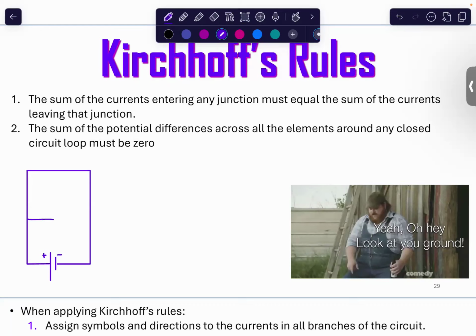Let's say we have a split here. So we have a junction. This starts out as current 1 leaving the battery. At the junction, it's going to split into current 2 and current 3. So what Kirchhoff's rule is saying is that I1 must equal I2 plus I3. That's the conservation of current. That's that first rule.